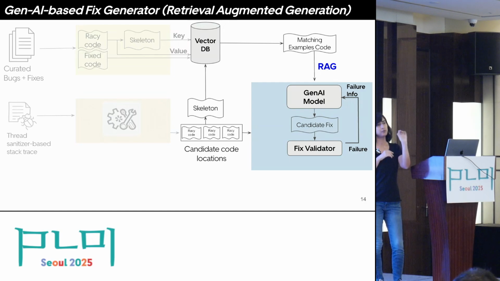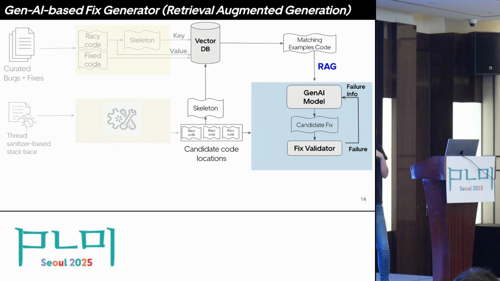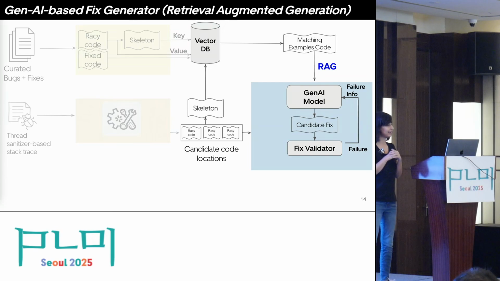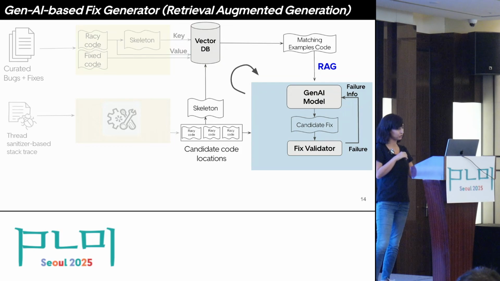And then each of them is validated. So we compile it, run all of the tests in concurrency mode, and then if there's any failure, this is fed back to the LLM, and this process continues until it comes up with a validated fix, or it just times out.